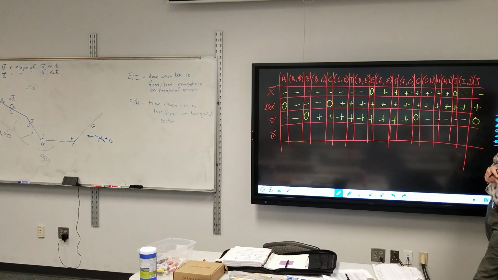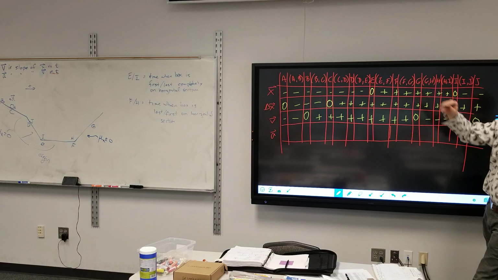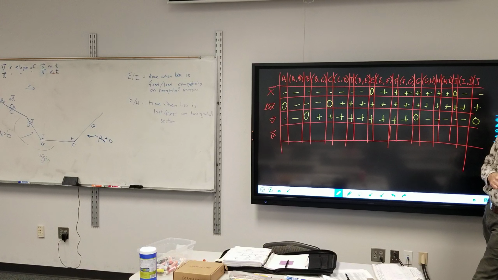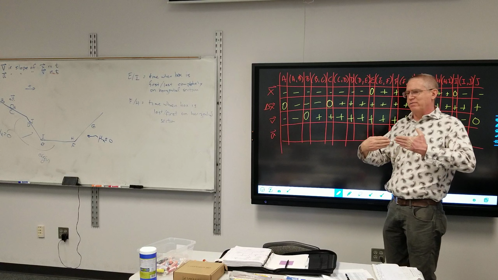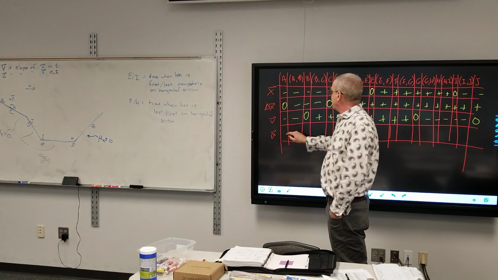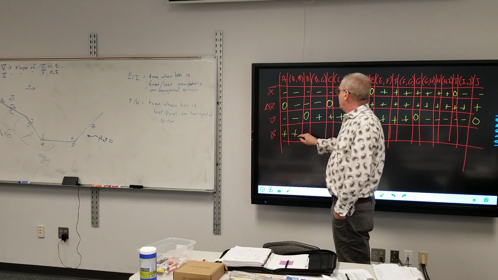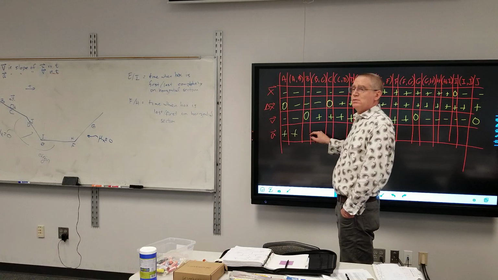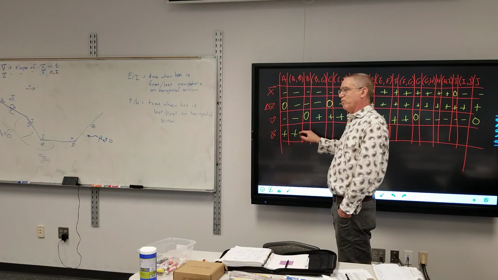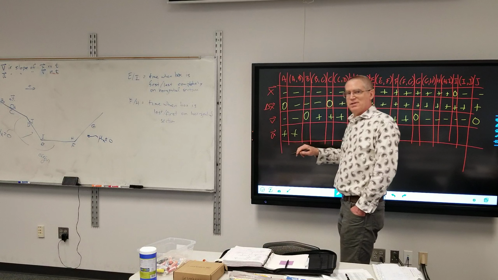All right, so let's tackle it slightly differently here. As it's going from A to B, speeding up or slowing down? My velocity is negative, so what does that tell you about the acceleration? It's slowing down, so it's positive. What about at B? Hint, it's not 0. Negative. So you're saying it can go from positive to negative without going through 0? Positive. It's positive.